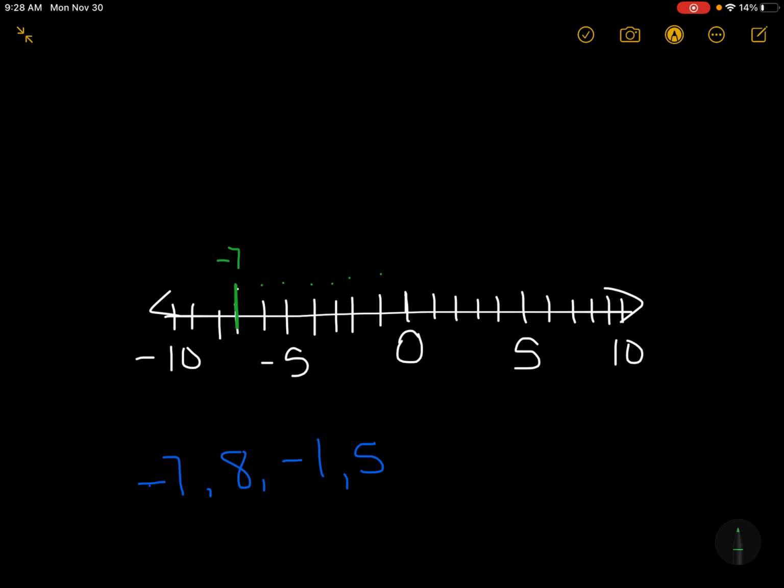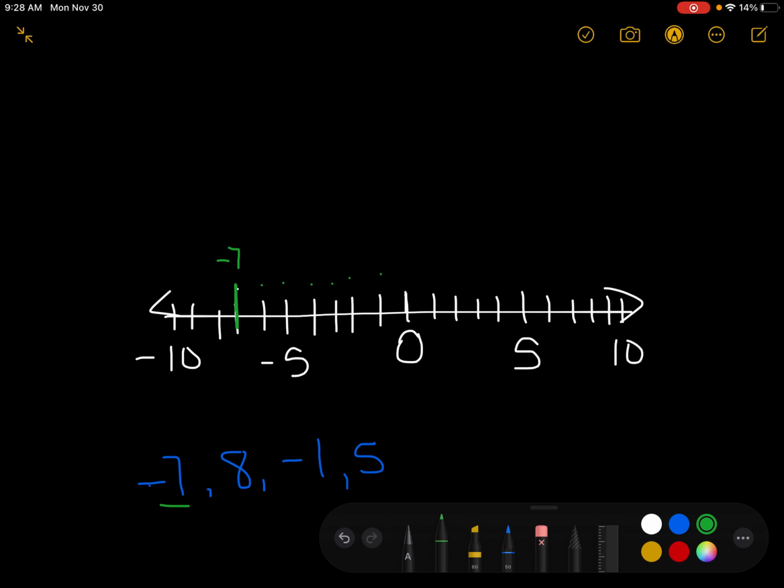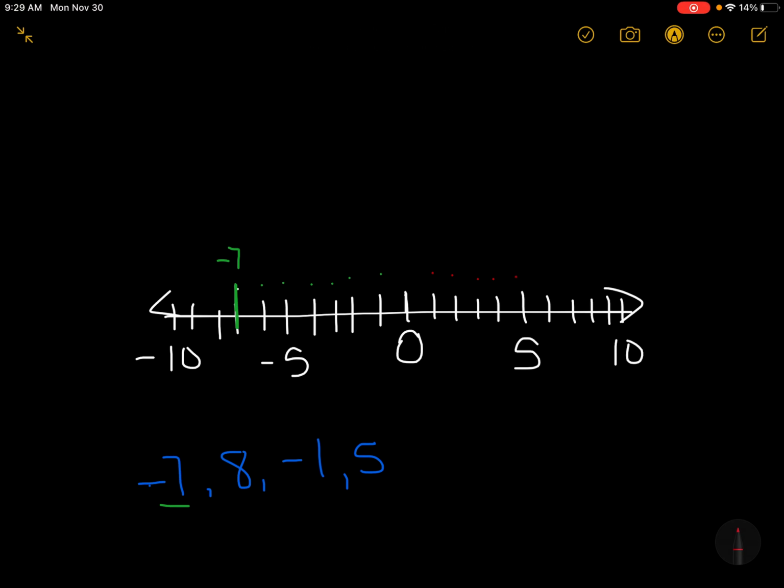Now let's find +8. +8 is going to be 8 spaces to the right of 0. 1, 2, 3, 4, 5, 6, 7, 8.